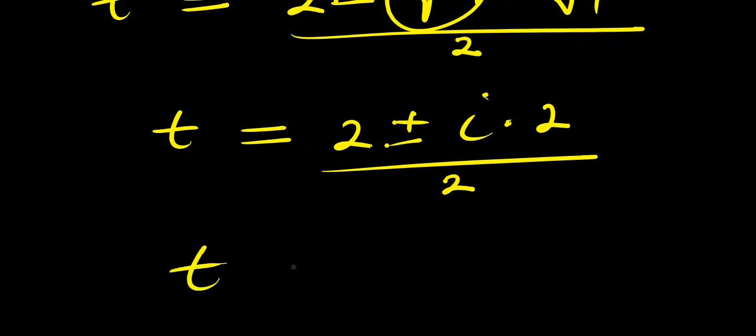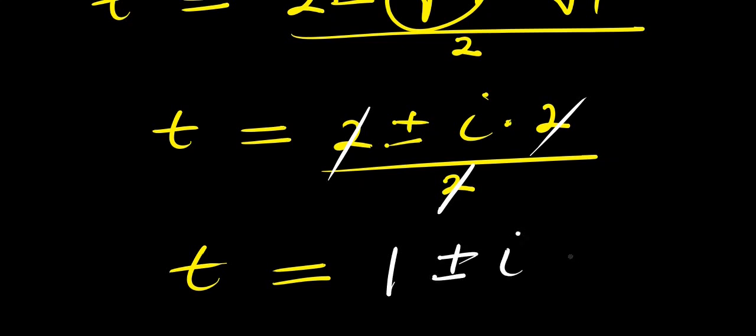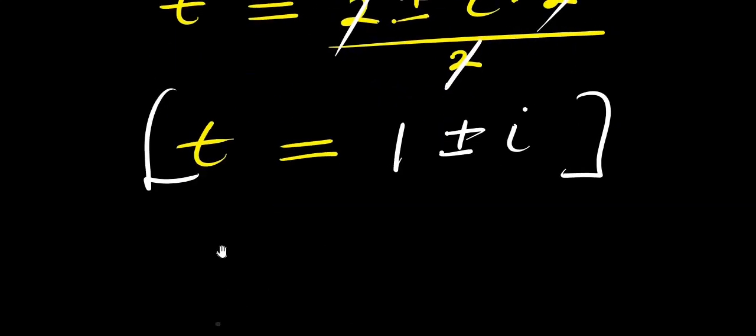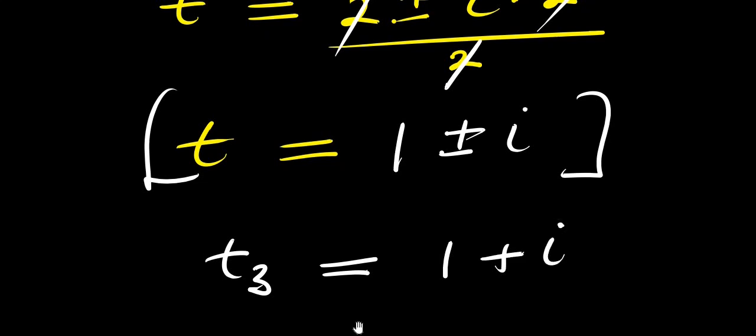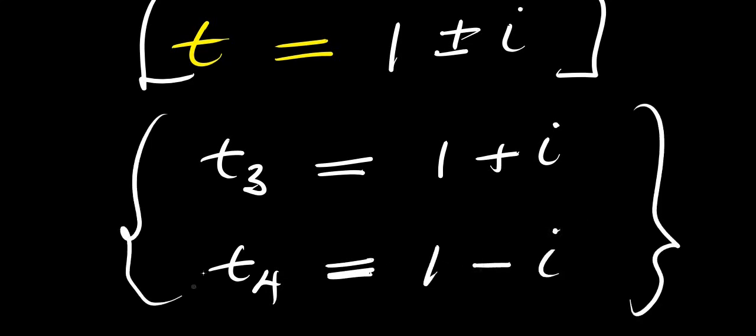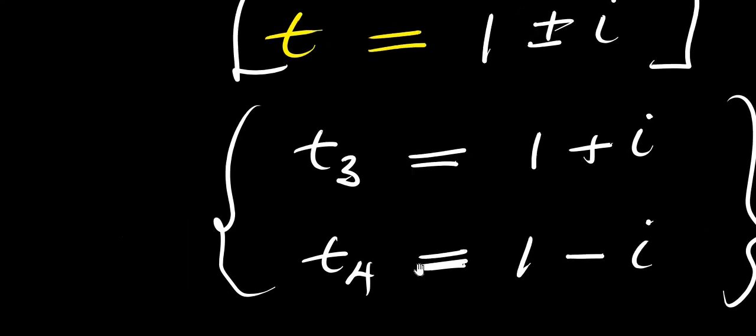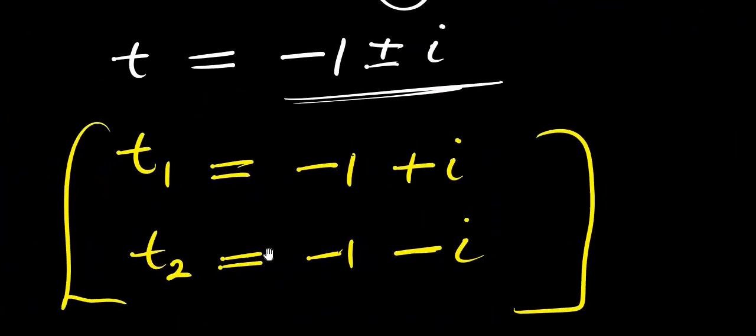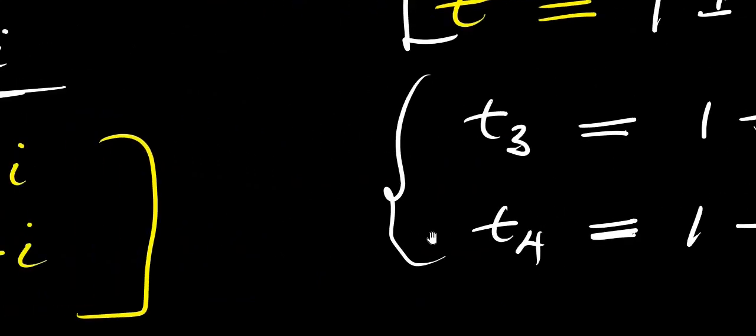So from here we have t equals, we divide everything by this 2. That means 2 eliminates 2 eliminates 2. We have 1 plus or minus i. So we are having two different solutions for t right now. We have t3 equals 1 plus i, and we have t4 equals 1 minus i. So in all we are having 4 different solutions for t. We have t1, t2, t3 and t4.